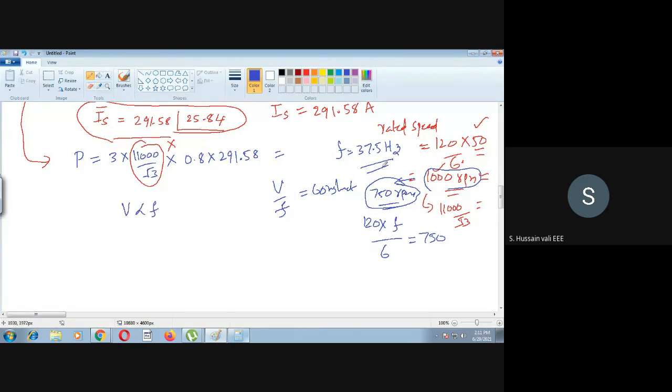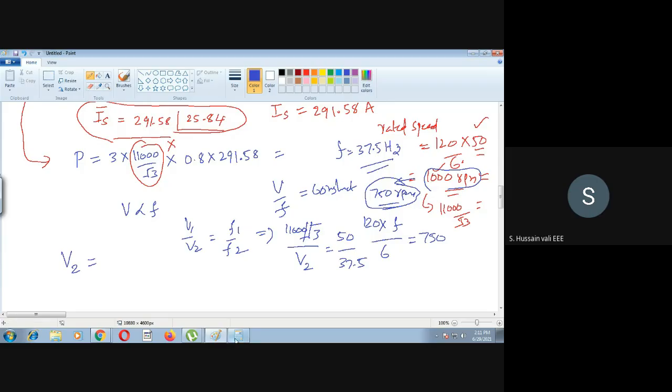Now F is reduced to 37.5, so voltage also should be reduced to some value. What is that value? V1 by V2 is equal to F1 by F2. So from this, V1 is 11,000 by root 3. V2 you have to find out. F1 is 50 hertz. What is F2? Just now we found it is 37.5. So by doing all these things, we'll find out what is V2. Otherwise, we cannot take V2 directly.